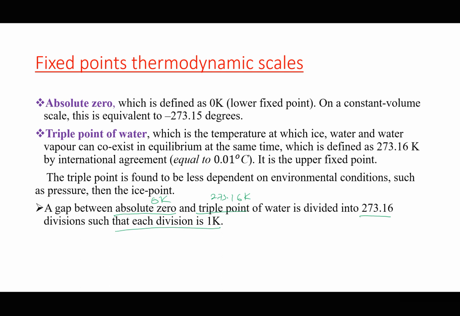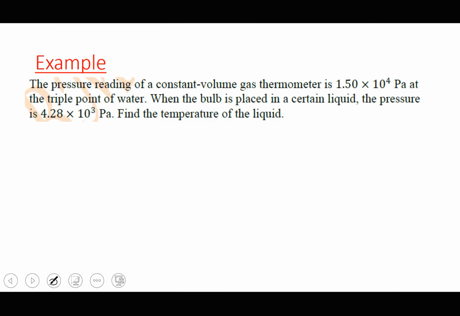Why should each division be 1 Kelvin? Why should we divide the gap between 0 Kelvin and 273.16 Kelvin into exactly 273.16 divisions? Now somebody may be wondering, how can we divide something into 273.16 divisions? The 0.16 could be bothering many of us. Okay, let's first do a few examples, 1 or 2.